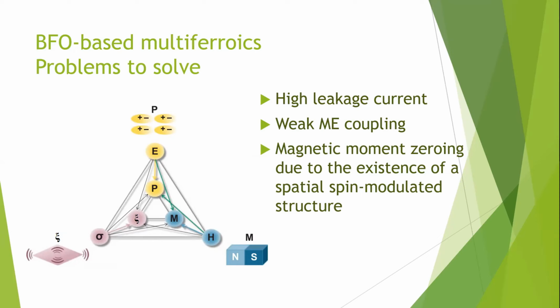There are several problems which have to be solved for vast application of this multiferroic, bismuth ferrite, in technique, in usual life. The first problem is high leakage current. The second problem is weak magnetic electric coupling. And the third problem is that the magnetic moment of bismuth ferrite is zero due to the existence of a spatial spin modulated structure. Our study is devoted to suppression or even destruction of this spin modulated structure.